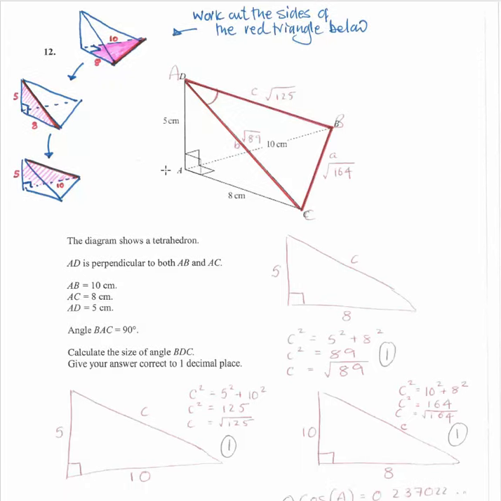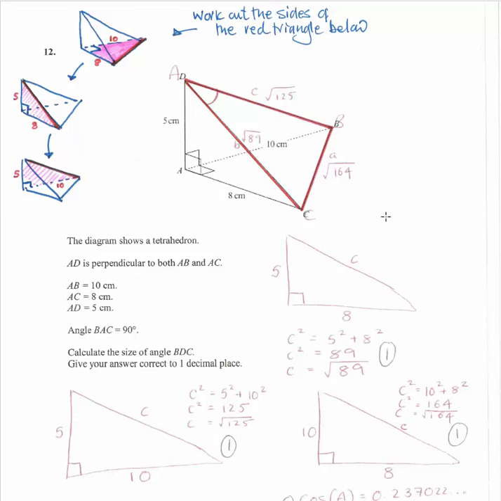Now, question 12 shows a tetrahedron, which is a four-faced pyramid, and each of the faces are triangles. They don't have to be equilateral. And we've got a right angle here, and all these faces are at right angles. So this line here is at right angles to here and to here, and these two sides are at right angles to each other. And we've got to calculate the size of the angle BDC, B to D to C.